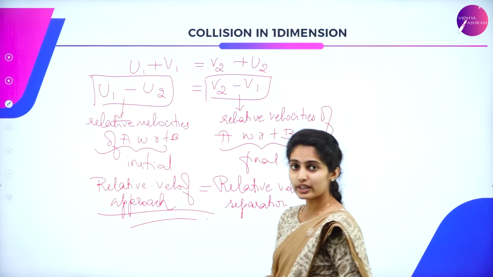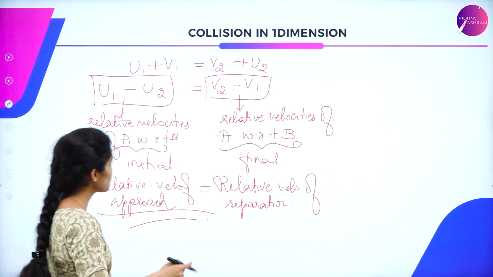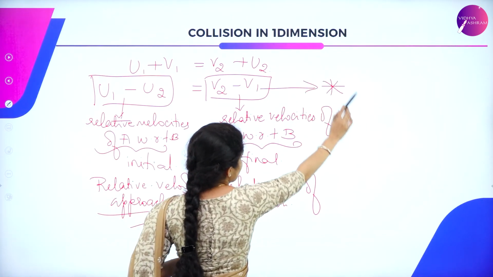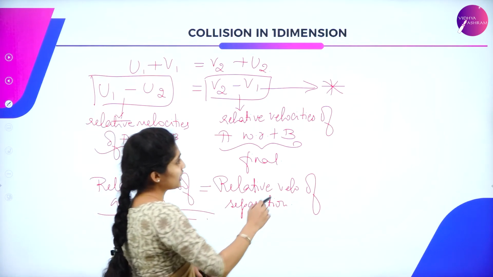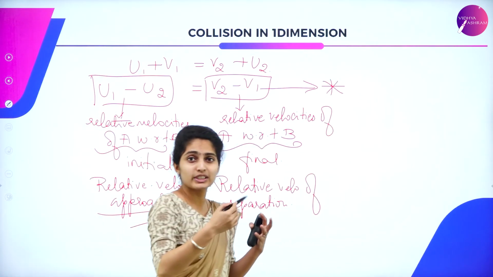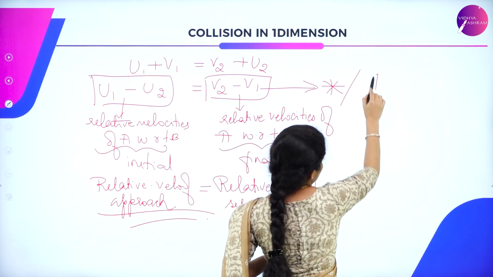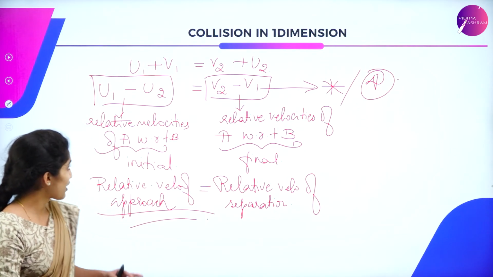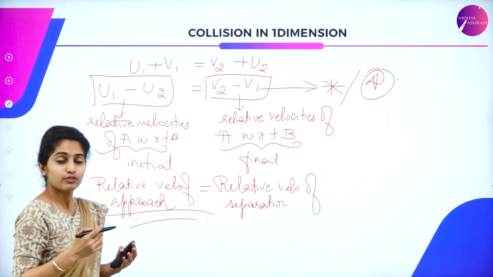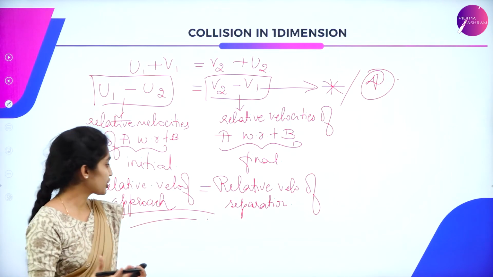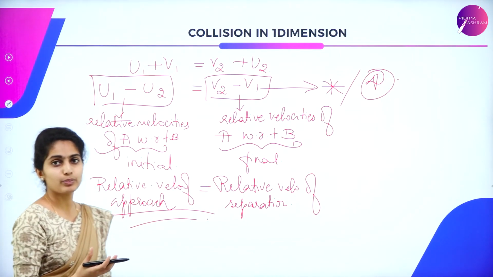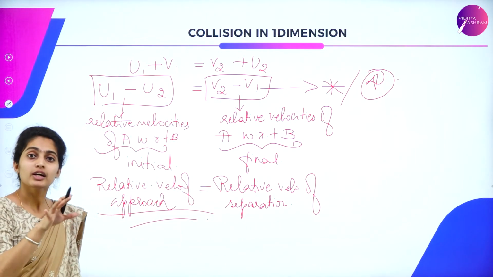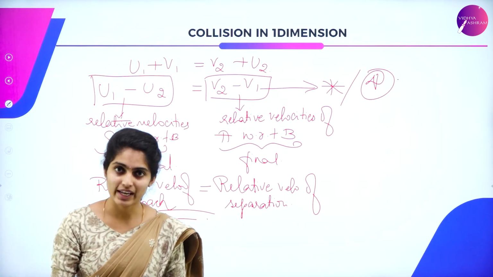In order to calculate the final velocities, you will have to keep something in mind, and that is this equation star. If you're not comfortable with equation star, let me name it as equation 4, because 3 is already over. So equation 4 gives you the relative velocity of approach as well as the relative velocity of separation. So now we will have to find V1 as well as V2.